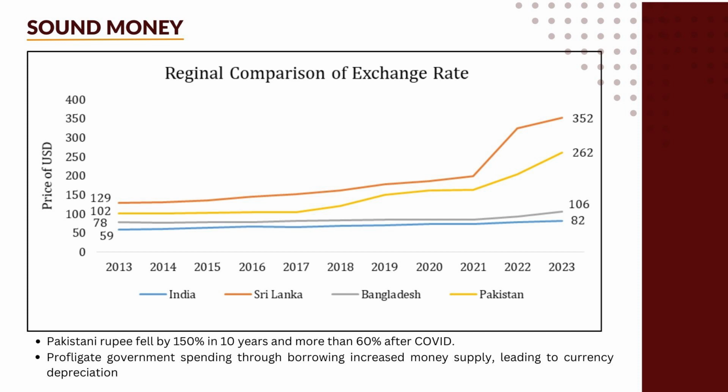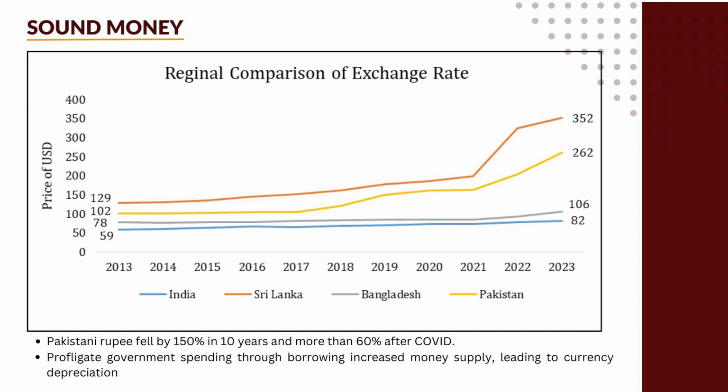Next pillar is sound money. Sound money implies that there should be a stable currency, and if the exchange rate policy of the government is frequently changing, then it makes currency highly volatile. If we compare Pakistan with other regional countries, then the exchange rate of India and Bangladesh has remained quite stable in the last 10 years. The exchange rate of India was 59 Indian rupees in 2013, and it depreciated to around 82 Indian rupees in 2023.